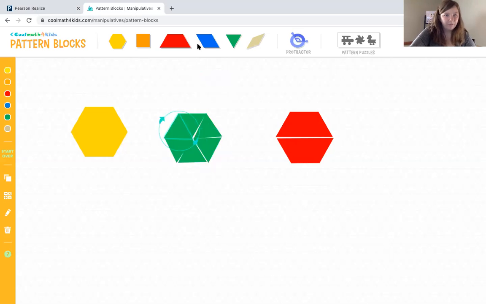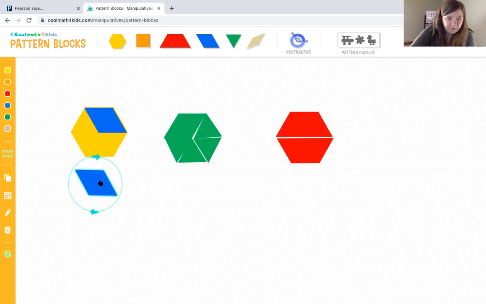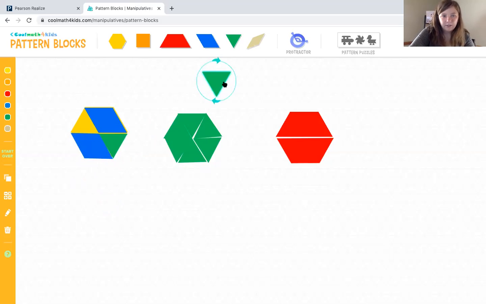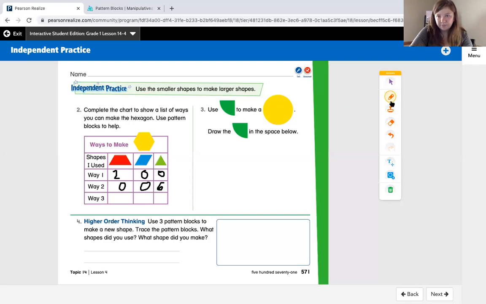Now, my third way that I'm going to make this shape is using some blue and some green pieces. So I'm going to put in my blue pieces first. And then I'm going to fill in the triangles. So this time I used 2 green pieces and 2 blue pieces. So 0 red, 2 blue, and 2 green.